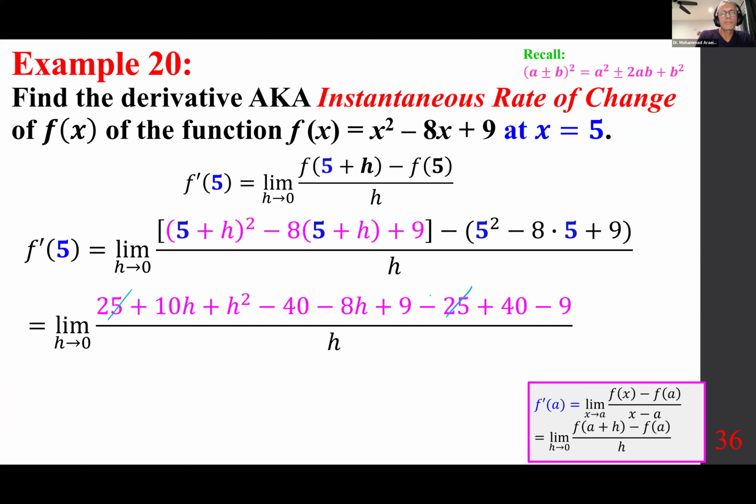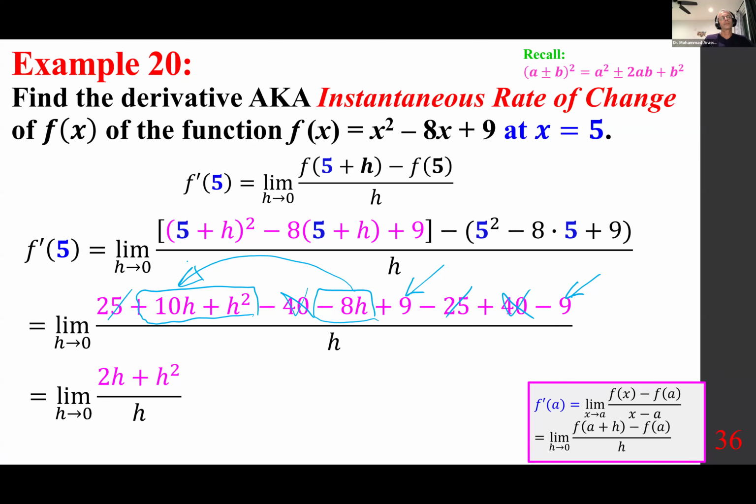These two cancel each other. These two cancel each other. Also, these two cancel each other. So what are we left with? 10h plus h squared and minus 8h. These two add up to 2h. You factor the h out from the numerator. H drops from the top and the bottom.